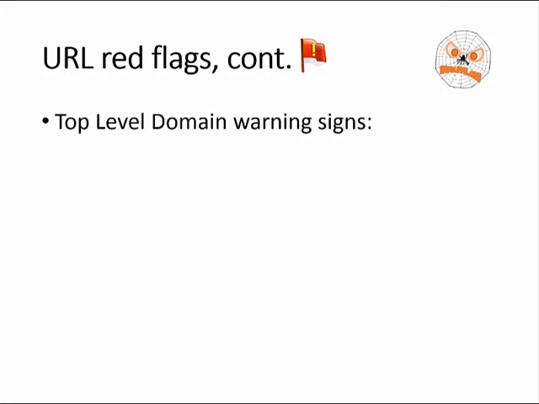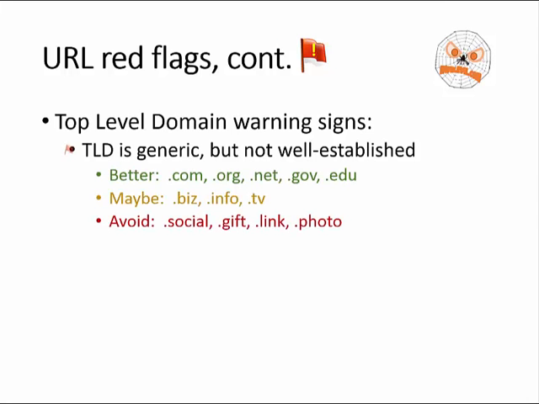Some other things to look out for in the top-level domain. Top-level domains that have been well established like .com, .org, .net, those have been around for a while, so they're more likely to be legitimate. Other top-level domains like .biz, .info haven't been around as long, so it's more likely you'll find a bad one. And some of the really new top-level domains like .social, .link, really watch out for those. They're kind of the red light district of the internet domain world.